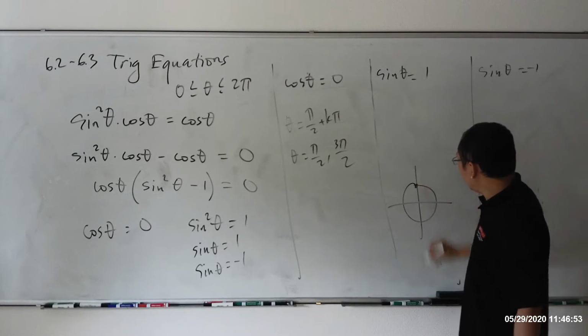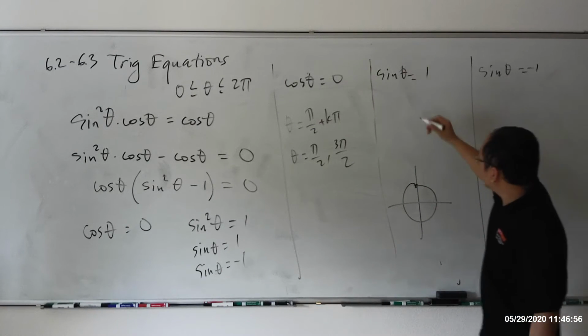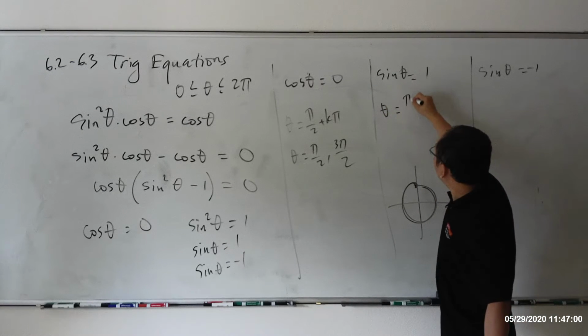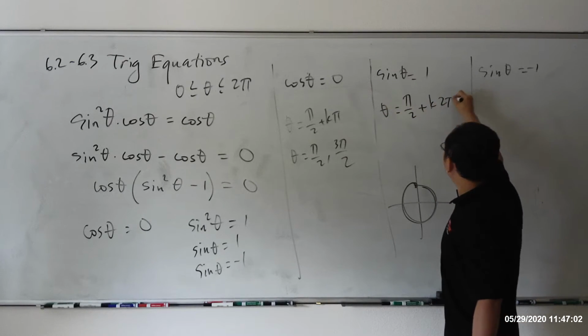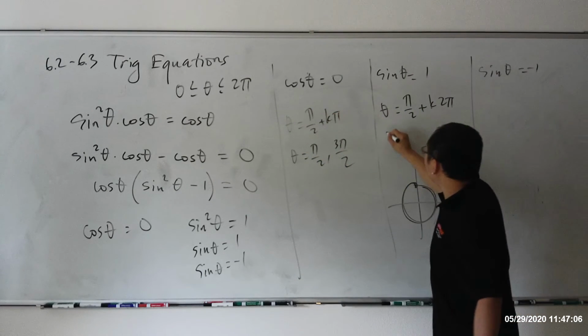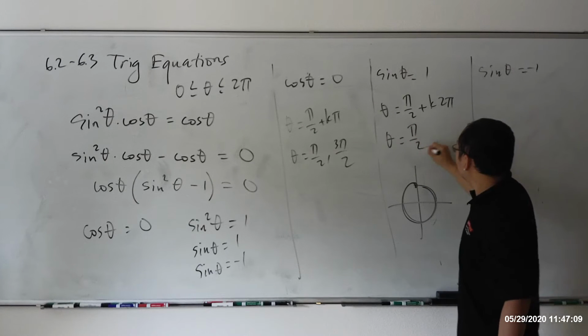Sine equal to 1 is right here. Okay, and then keep adding 2 pi. So theta equal to pi over 2 plus k 2 pi. And within that unit circle, 0 to 2 pi, we only have one solution, pi over 2.